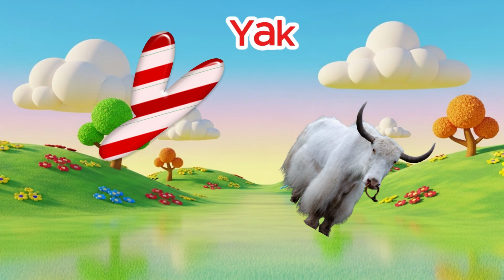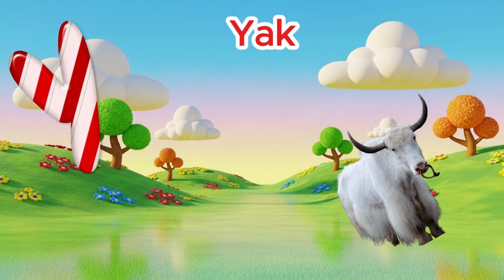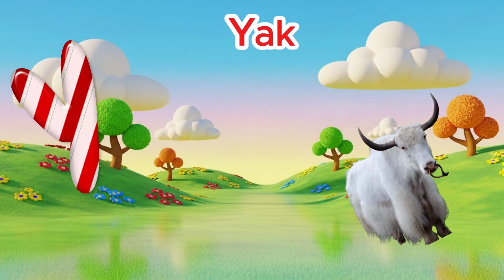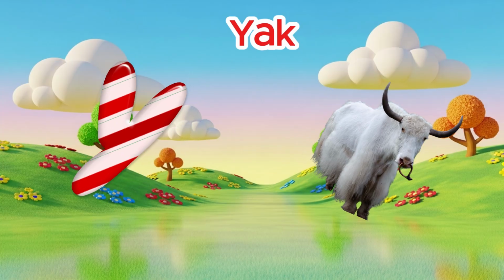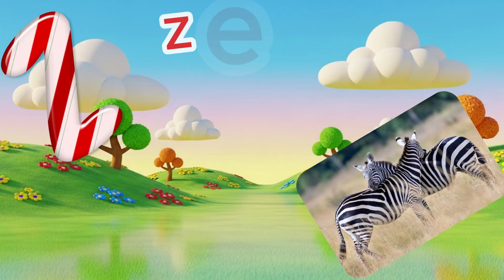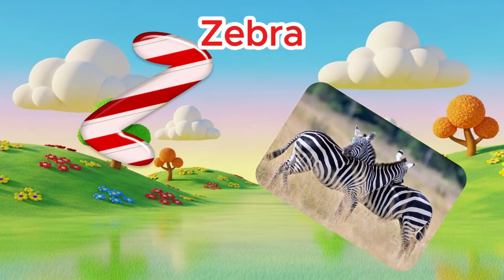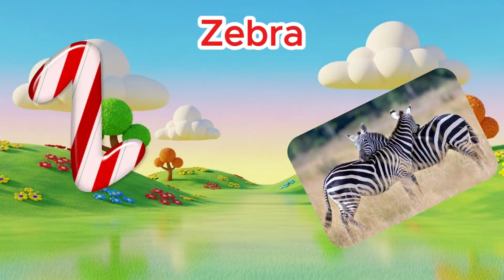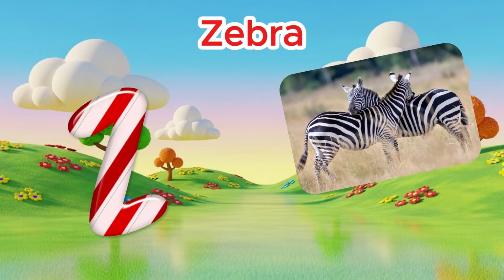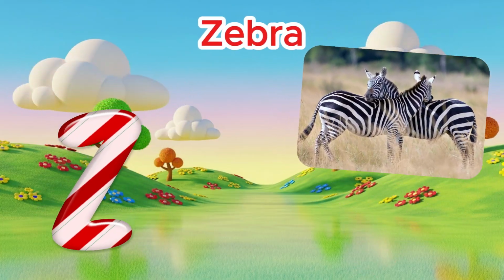Y is for yak. Yak, yak, yak. What is Y for? Yak. Z is for zebra. Z, zebra. Z is for zebra.